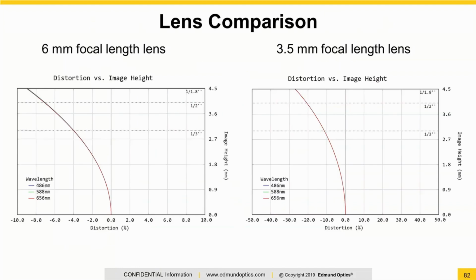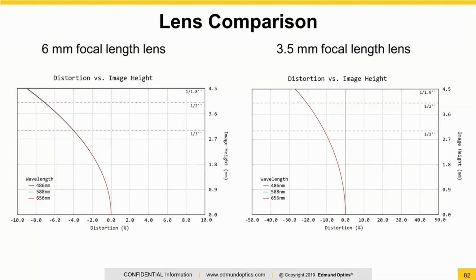Looking at two different distortion curves from two very different lenses, these are a 6mm lens on the left and a 3.5mm lens on the right. And the curves themselves look pretty similar. They're both in the same direction, and the magnitudes look the same until you look at that x-axis. You'll notice that the 6mm lens maximally only goes out to about 9% distortion, and the 3.5mm lens goes out to almost 30%. You'll notice these are both in the negative direction.